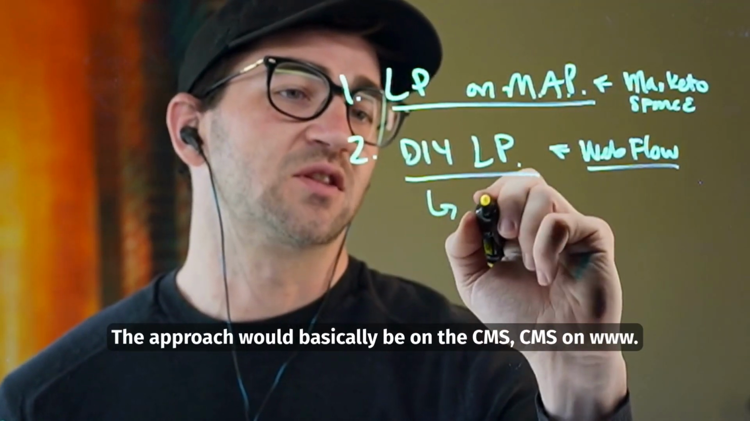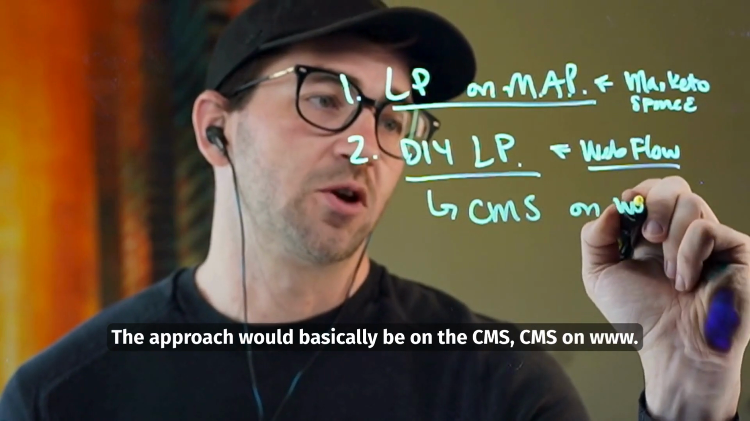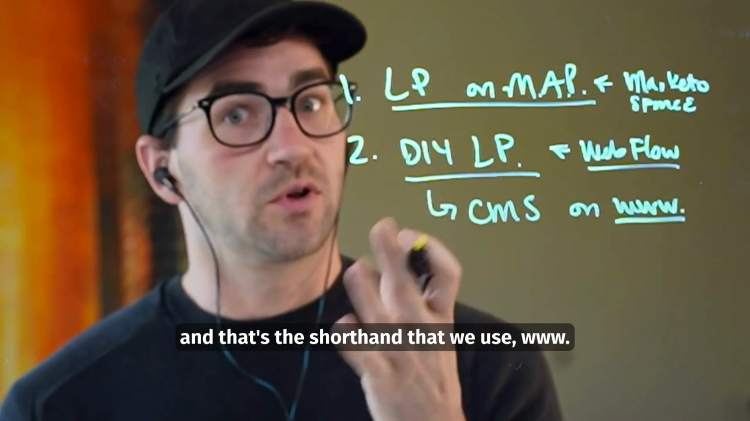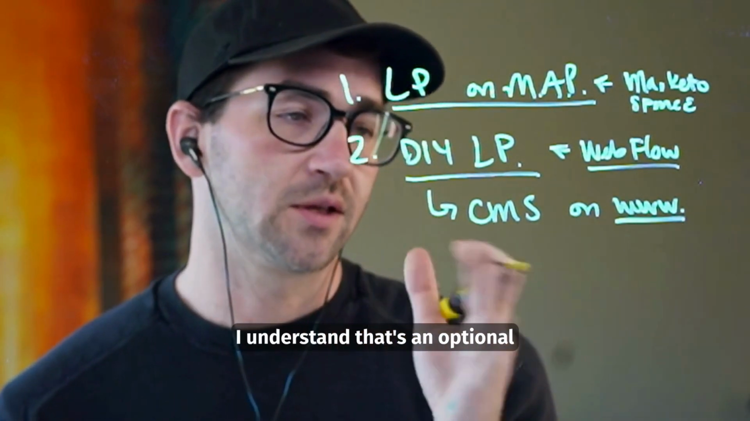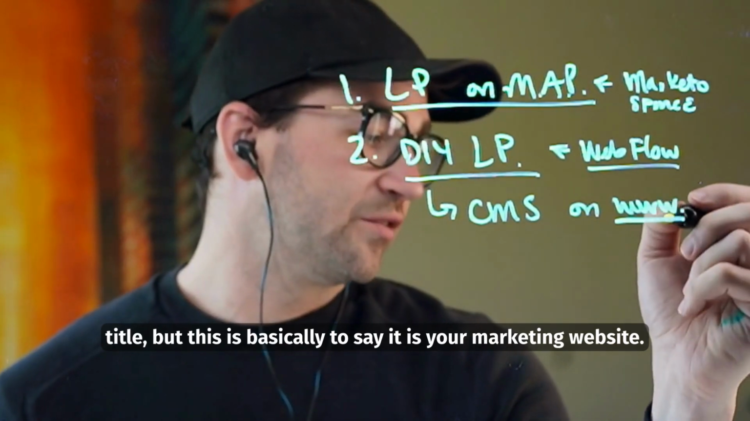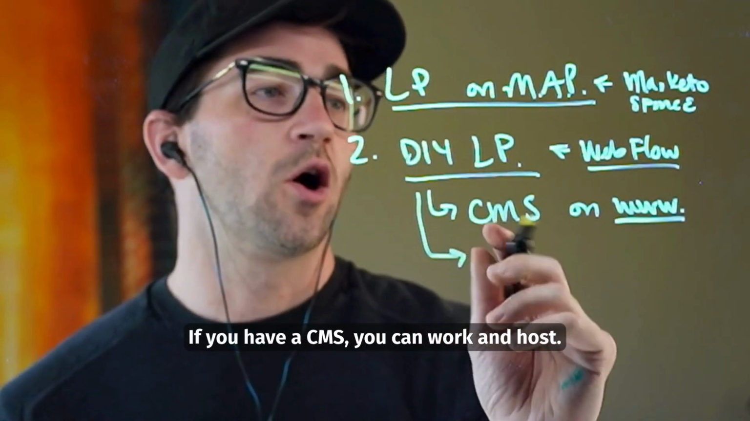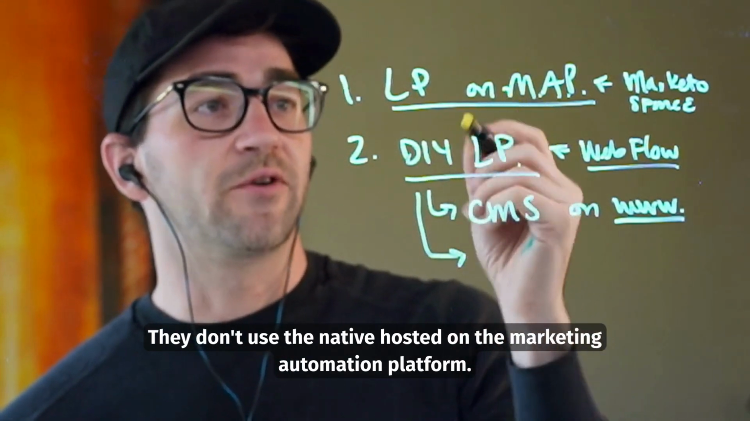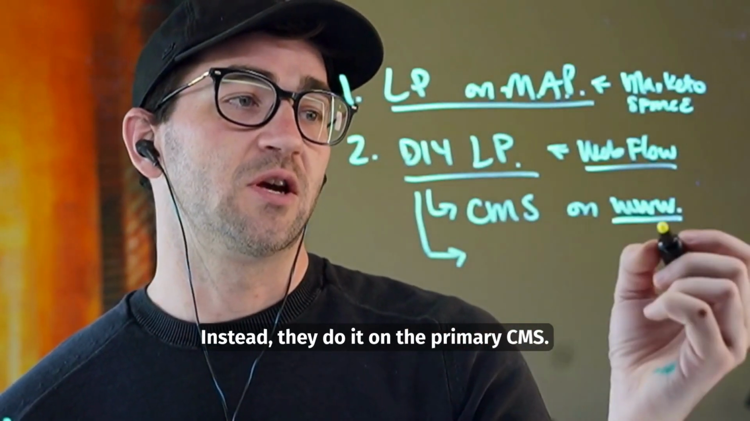The approach would basically be on the CMS on www. Now, www means this is your primary domain, and that's the shorthand that we use. I understand that it's an optional title, but this is basically to say it is your marketing website. If you have a CMS, you can work and host there. Some companies do this. They don't use the native hosting on the marketing automation platform. Instead, they do it on the primary CMS.